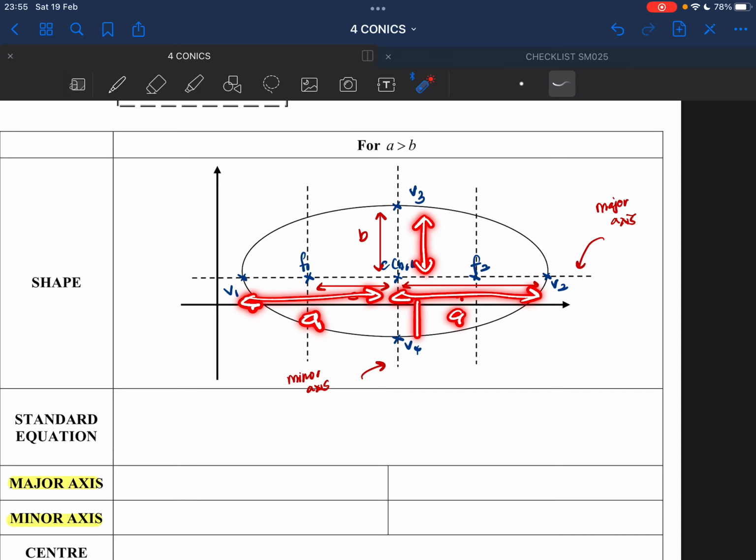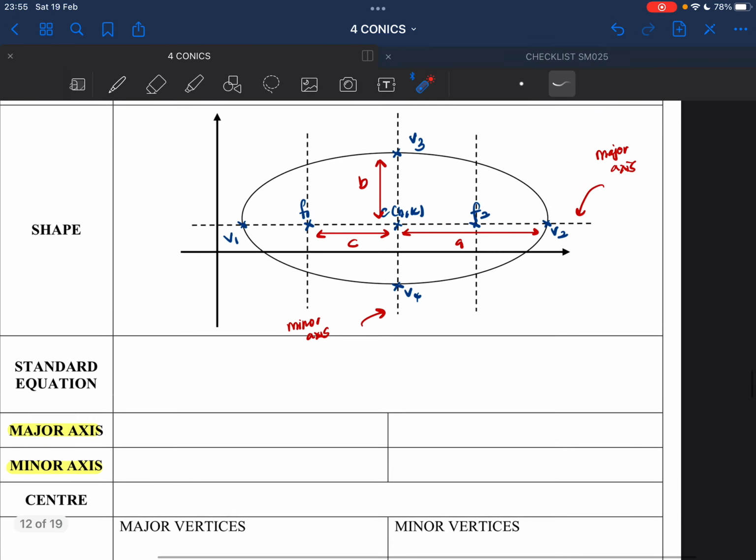Vertical distance between vertex and center is B. And the distance between foci and center is C. So that is all what you need to know. So now, let's see the standard equation here.